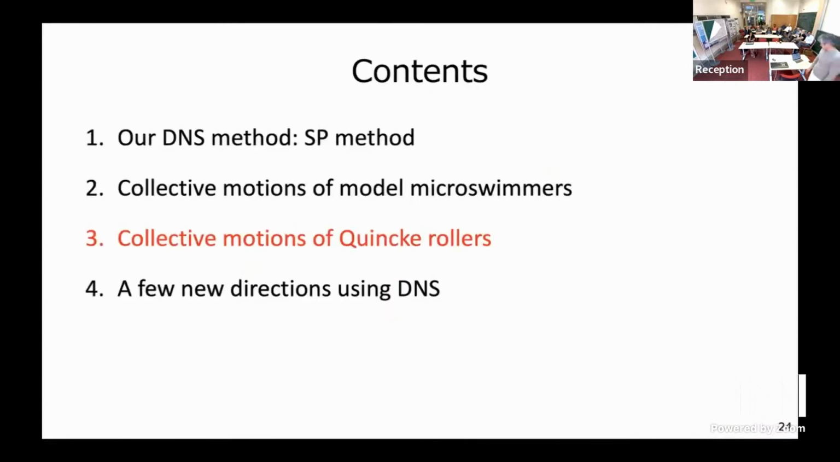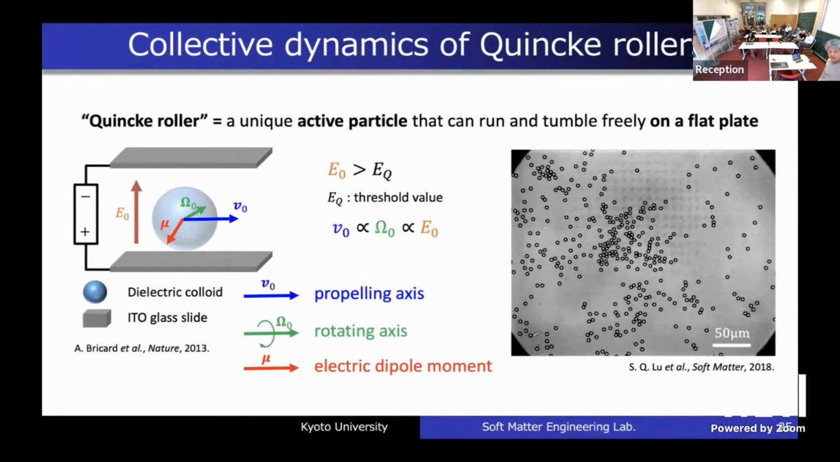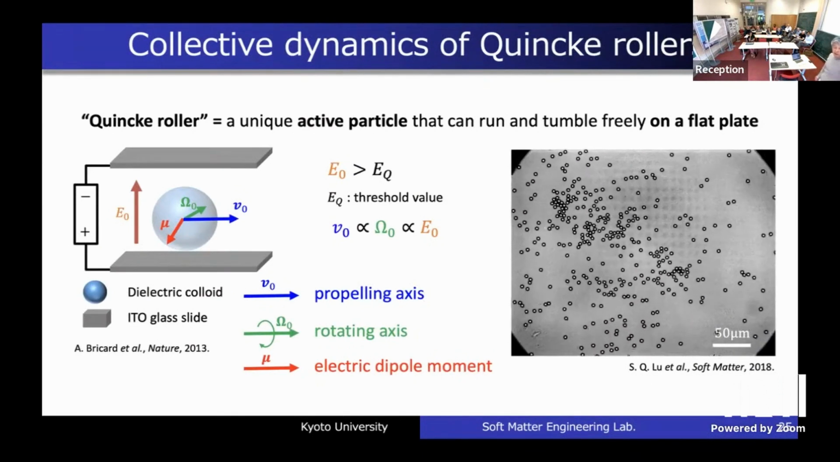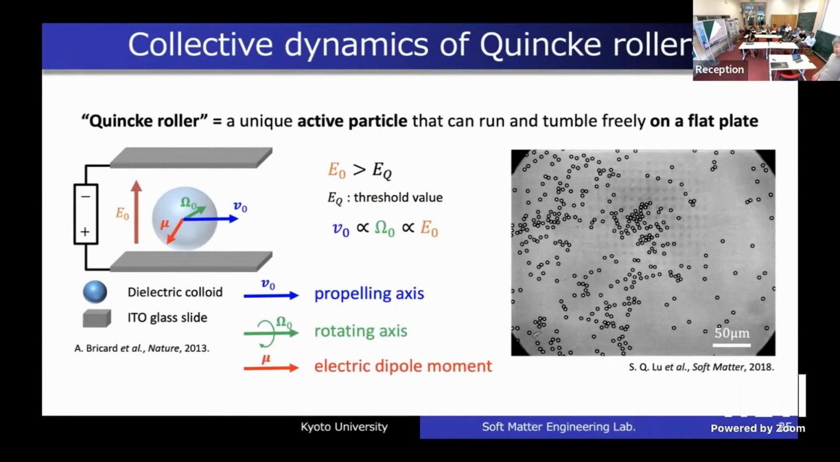Okay, then we go to the next system, Quincke rollers. So the Quincke system is this. We place a dielectric particle between two electrodes, in a fluid. Then as the electric field goes large, this particle at some point starts to spontaneously rotate. But the direction of rotation is arbitrary. So this is a very interesting system for the Quincke rollers.